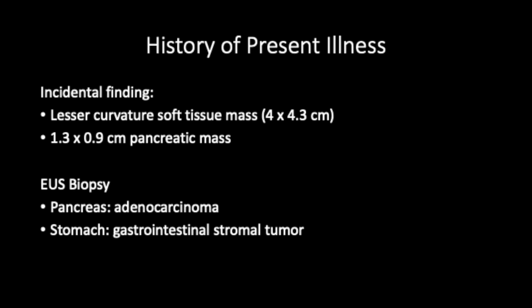Patient was incidentally found to have a 4 by 4 centimeter soft tissue mass on the lesser curvature and a 1 by 1 centimeter mass on the pancreas. Endoscopic ultrasound with biopsy confirmed GIST and pancreatic adenocarcinoma.